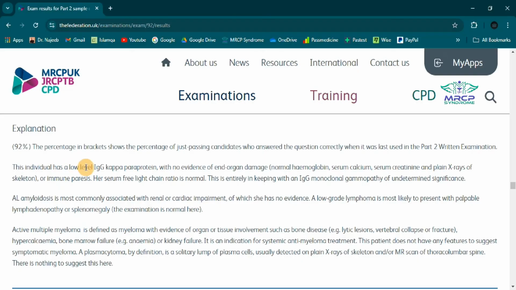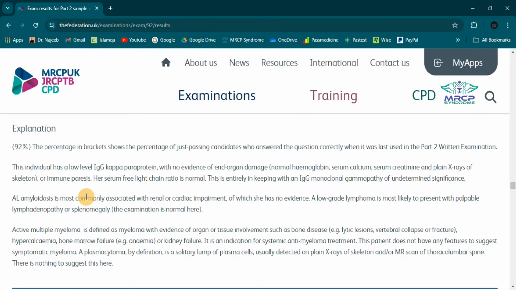This individual has a low level IgG kappa paraprotein with no evidence of end organ damage, as the patient has normal hemoglobin, serum calcium, serum creatinine, plain X-ray of skeleton, and no immune paresis. Her serum free light chain ratio is normal. This is entirely in keeping with an IgG monoclonal gammopathy of undetermined significance.